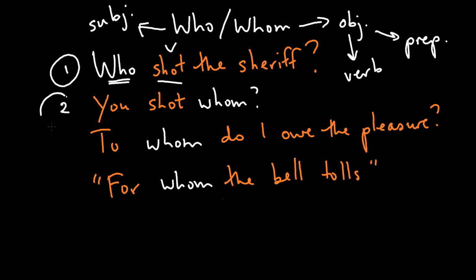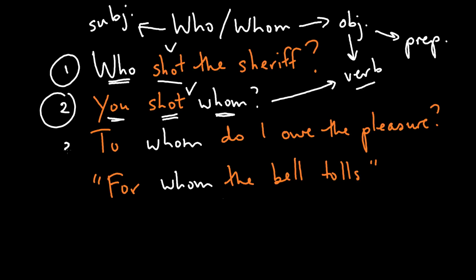In the second place, you shot whom? Again, we have a verb, shot. And then in this case, whom is receiving the action of shooting. We can see that you is already the subject here, and whom receives the action of shooting. So what this one shows is the object of a verb.